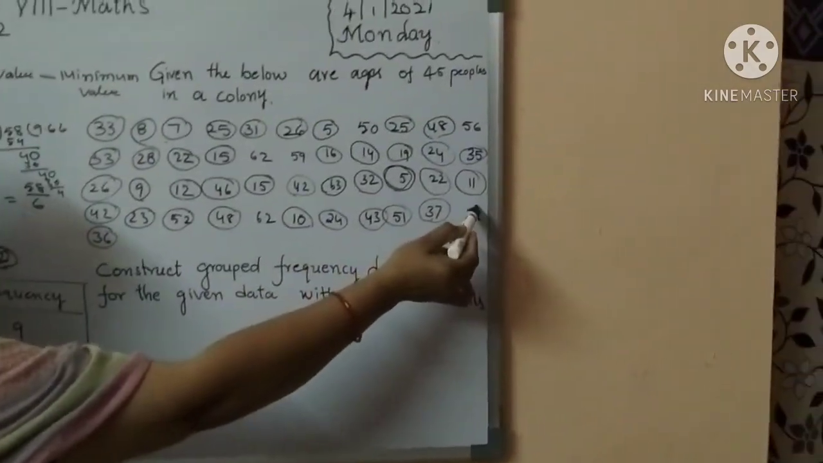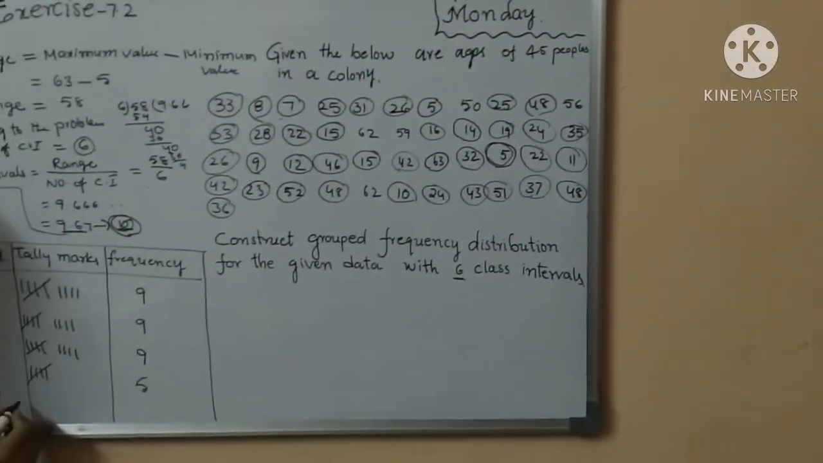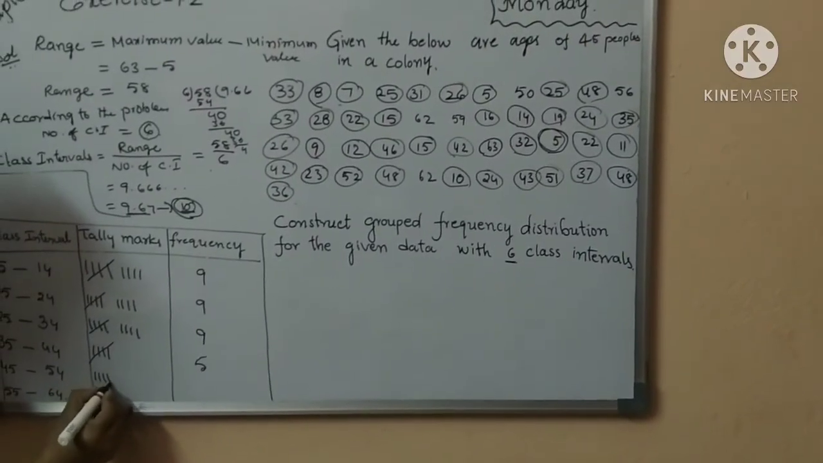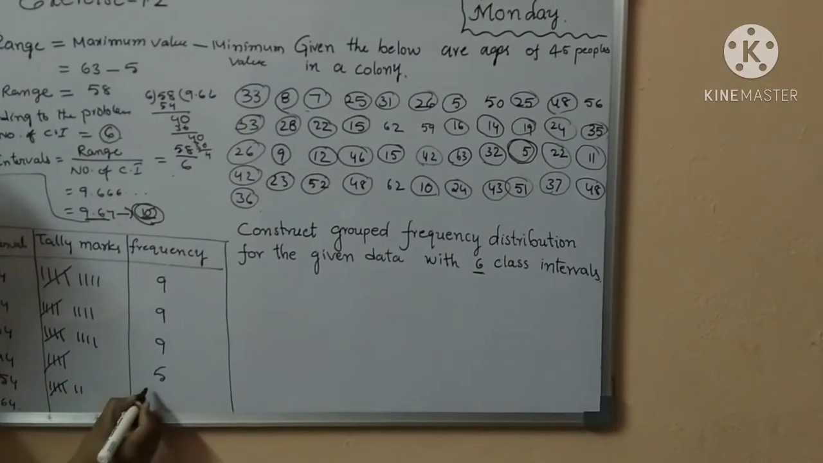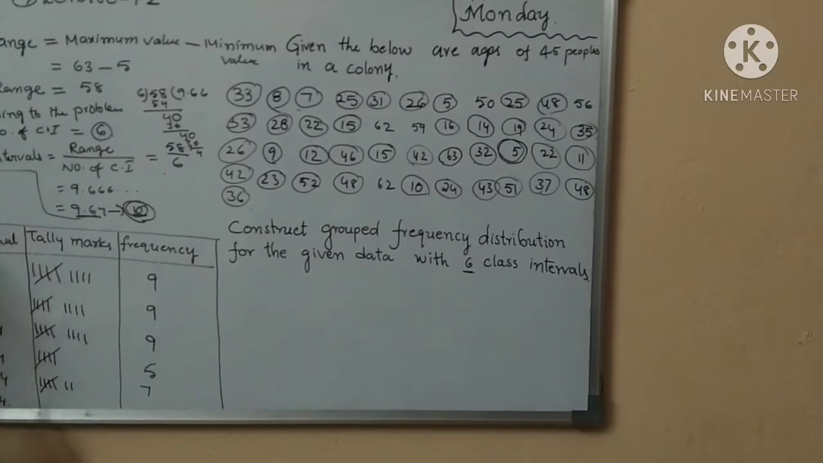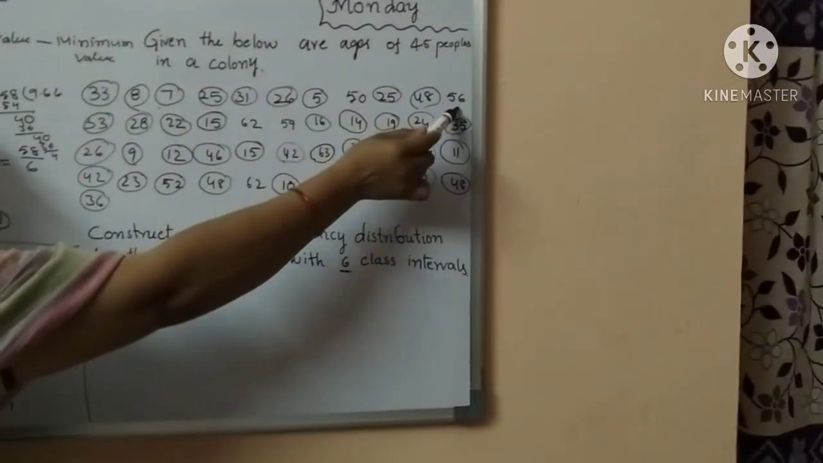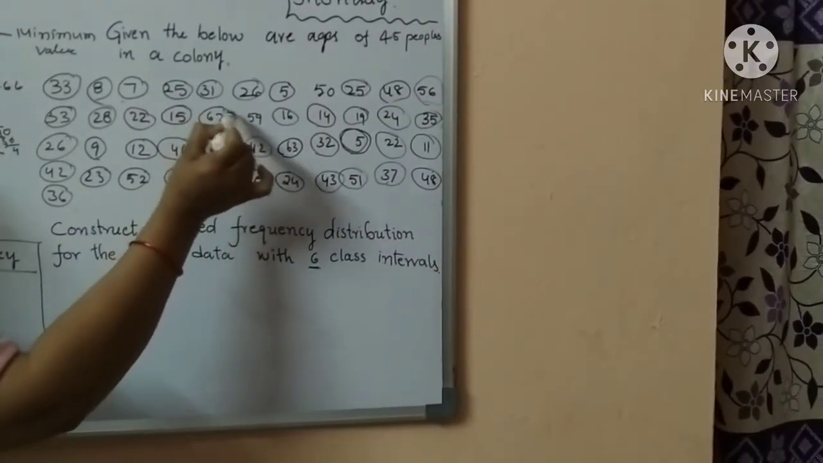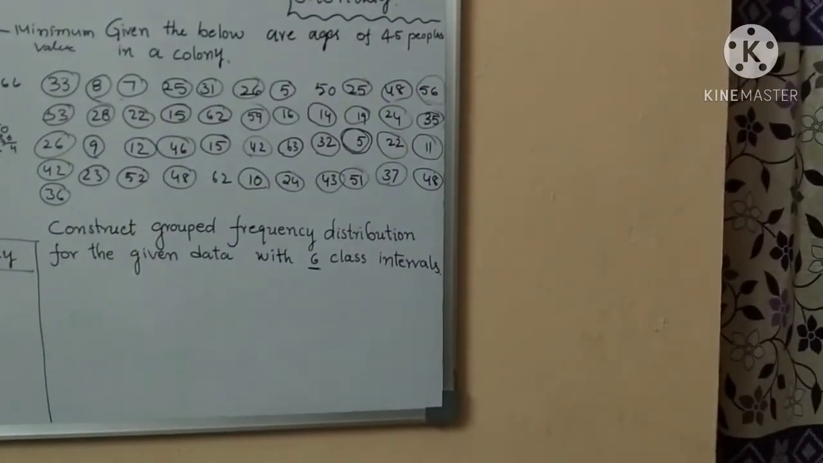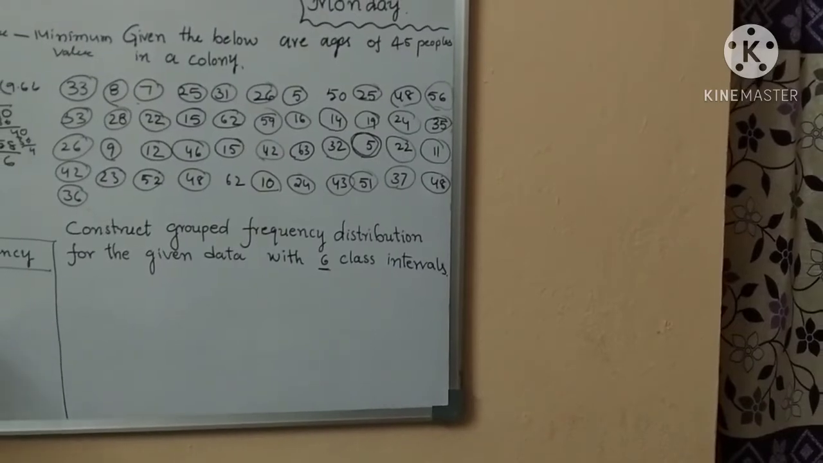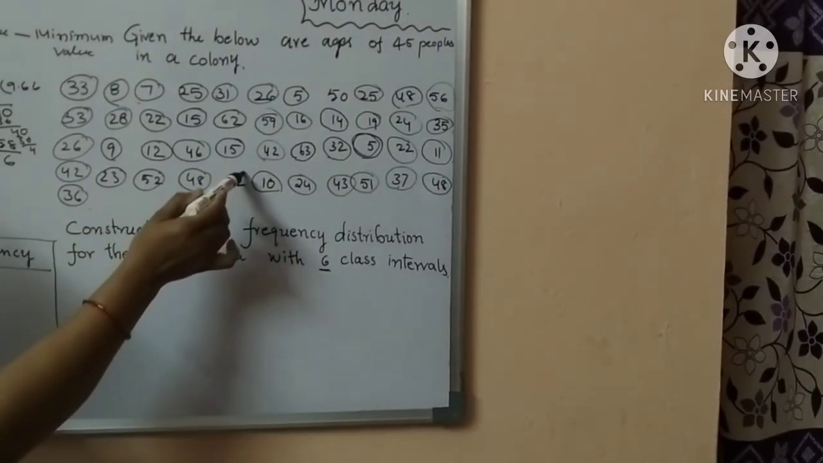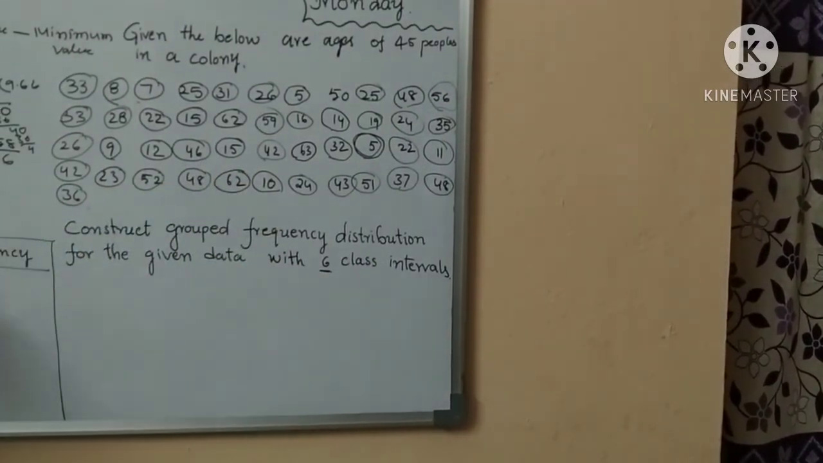Here 7. 1, 2, 3, 4, 5, 6, 7. So next, 55 to 64. 55 to 64, only 1, 2, 3 are there. 3, 4.